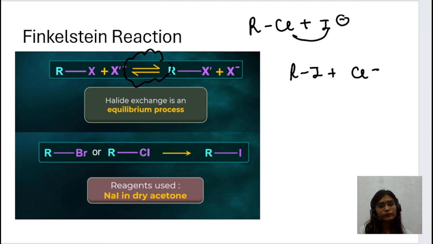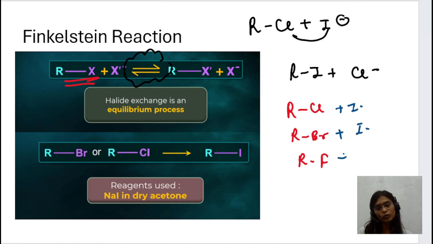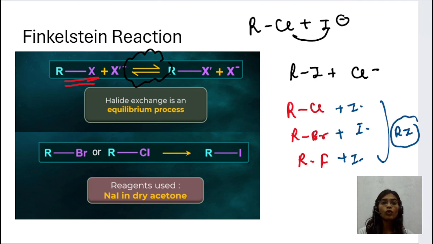Now my question to you: this given R-X can be chlorine, bromine, or fluorine, but why not iodine? Maybe this question arises in your mind. Chlorine combined with iodine, bromine combined with iodine, every time we end up with only the same thing, that is R-I. But why is this reaction important for iodine formation, and not for chlorine, bromine, or fluorine formation? Do you know the answer to this question?